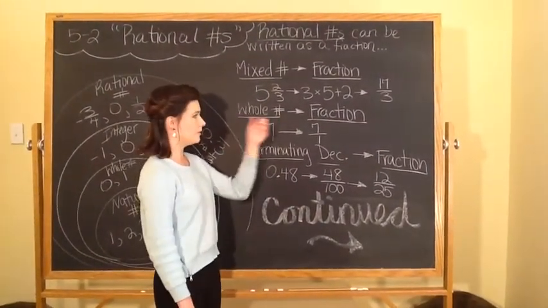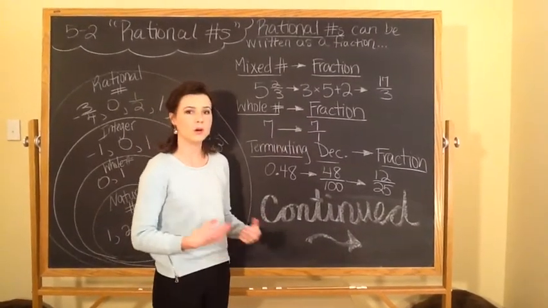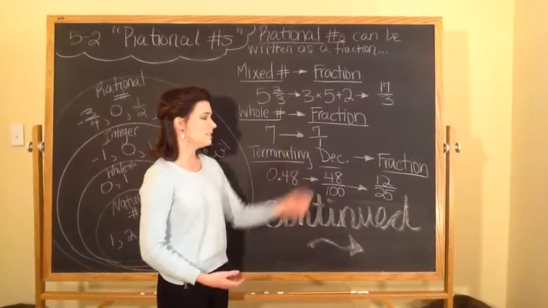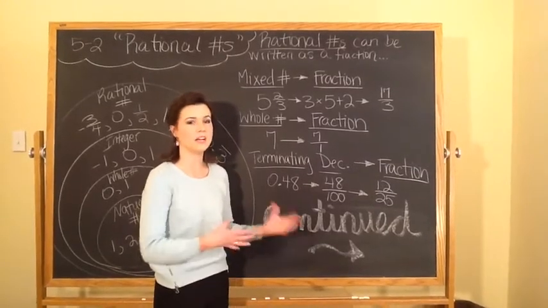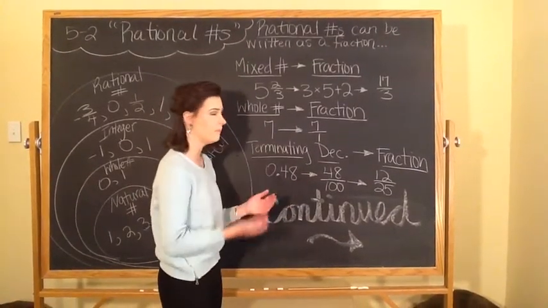How you turn whole numbers to a fraction is basically you just put that number over 1. Because 1 as a denominator just says that it's a whole number. It's not a part of anything, it's just all of it.